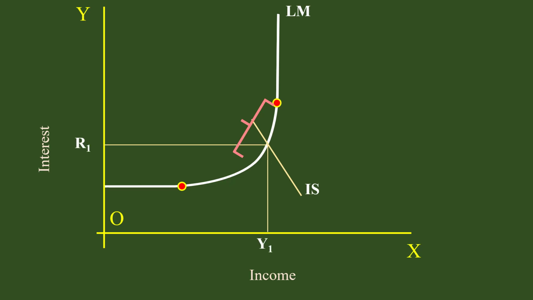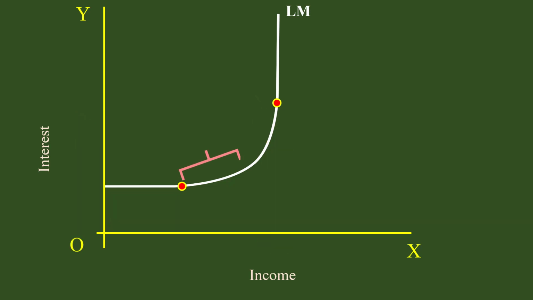The government increases its expenditure. It shifts the IS curve up. IS1 is the new curve. Y2 is the new income. It is higher than Y1. In this range, fiscal policy is effective.